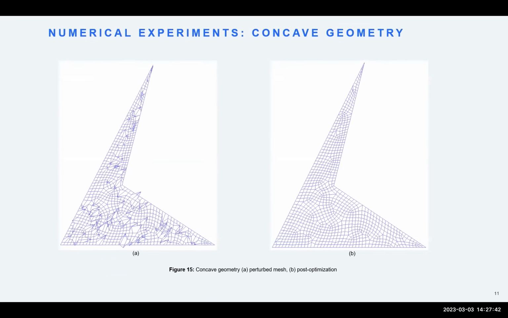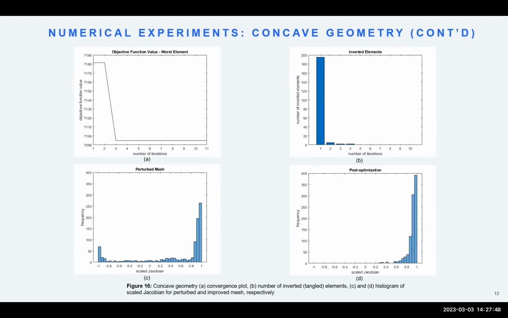Second experiment, we have this concave domain. We perturb the mesh, run the optimization. Again, we look at the results. Convergence plot doesn't oscillate. Number of inverted elements decrease, went to 0 after the 4th run of the optimization. And also post-optimization, we don't have any inverted elements based on the bottom left graph.